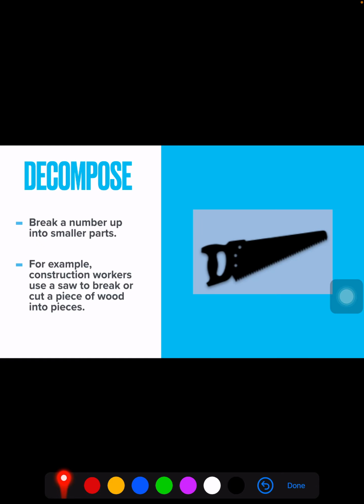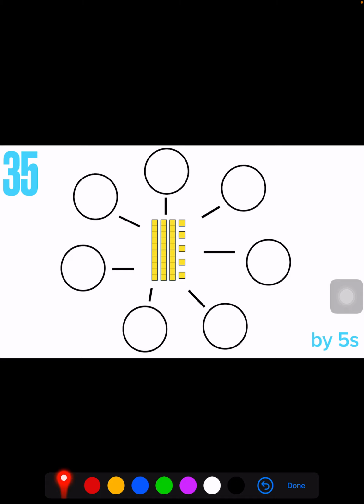This week, we also learned how to decompose numbers. We learned that decomposing numbers means that we are breaking a number up into smaller parts. So for our visual for decompose, we are thinking of a saw. This tool is used to break or cut a piece of wood into more than one piece. We can decompose numbers just like when people use a saw to cut wood. We start with one piece of wood or one number, and we cut it and break it up into smaller parts.